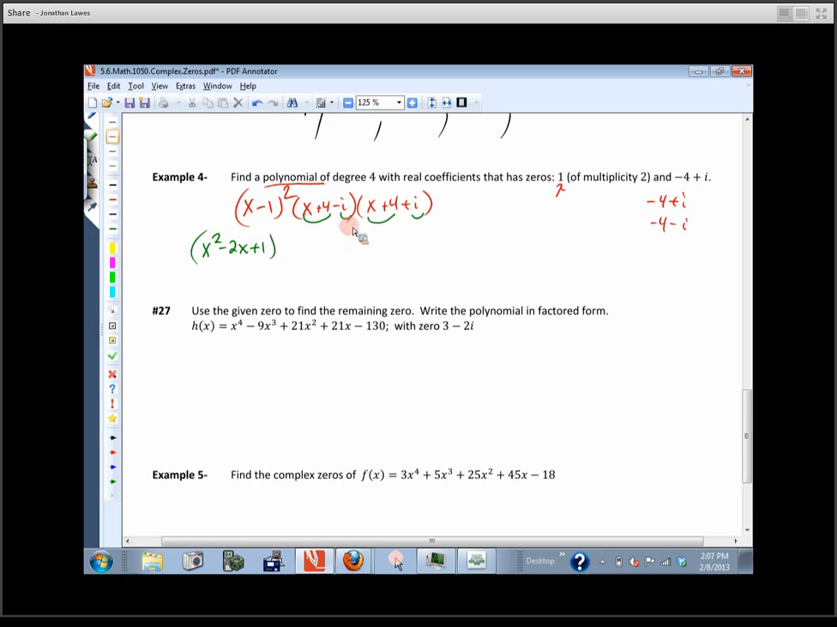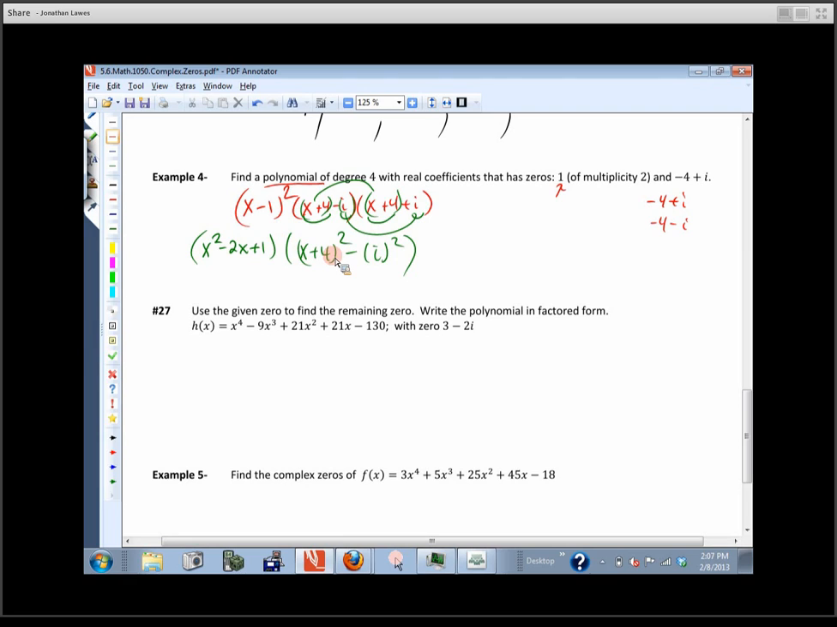Not quite. If you watch, what we'd have to do is take this and multiply it by that, and take this and multiply it by that. It's going to end up being a difference of squares, so it's going to be a difference of x plus 4 squared minus i squared. Hold on. It's not that easy.